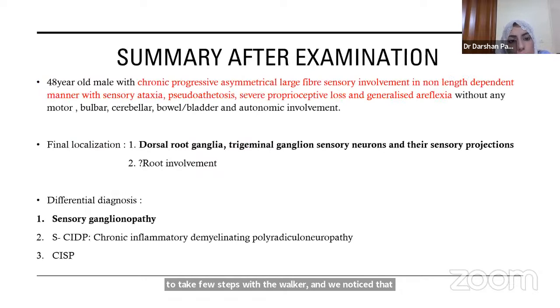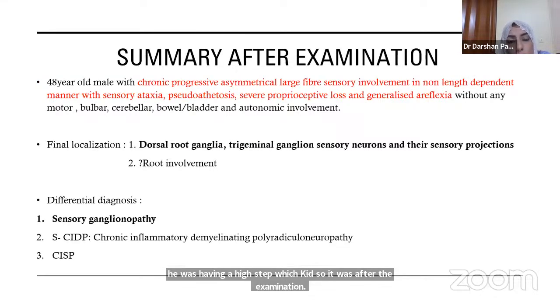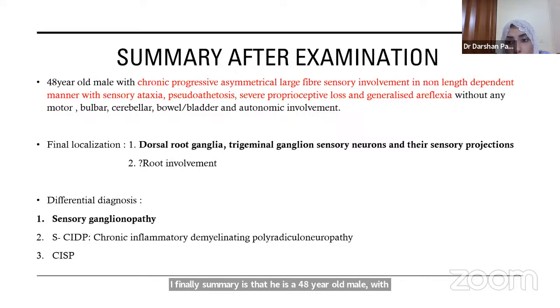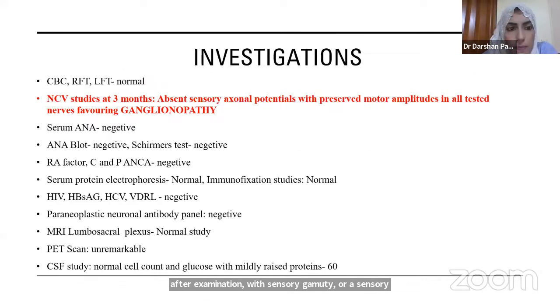After examination, our final summary is that he's a 48-year-old male with chronic, progressive, asymmetrical, large fiber involvement in a non-length dependent pattern with sensory ataxia, pseudoathetosis, severe proprioceptive loss, and generalized areflexia without any motor, bulbar, cerebellar, or autonomic involvement. With this, our final localization was at the dorsal root ganglia and the trigeminal ganglion sensory neurons and their sensory projections. We also kept in query that root involvement can present like this, and our differentials were again the same: sensory ganglionopathy or a sensory form of CIDP or a CISP.